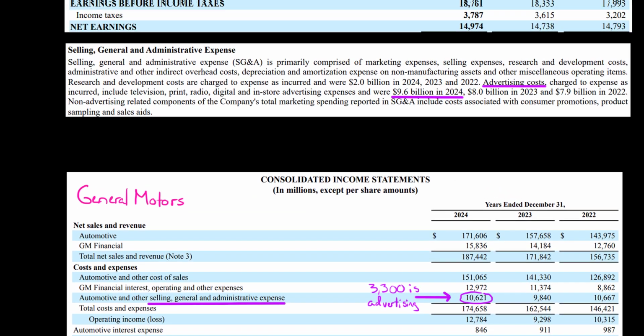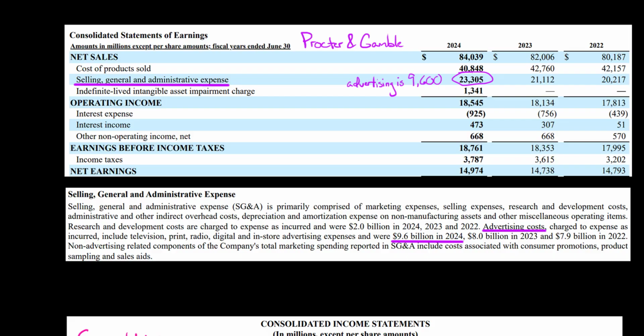Now, I'll show you another one. Procter & Gamble, a consumer products company. Of course, they're going to spend money on advertising, and in fact, a lot of money. But again, we have to go to the notes. The note asks, what's in this line item right here, the selling, general, and administrative expense account? And they tell you advertising costs for 2024 were $9.6 billion. So this 23,305, again in millions, is 23.305 billion of SG&A expense, and almost half of that was advertising expense.